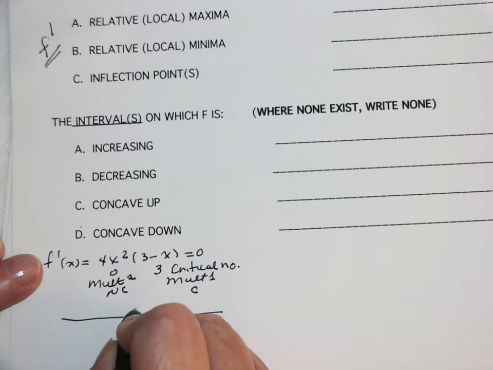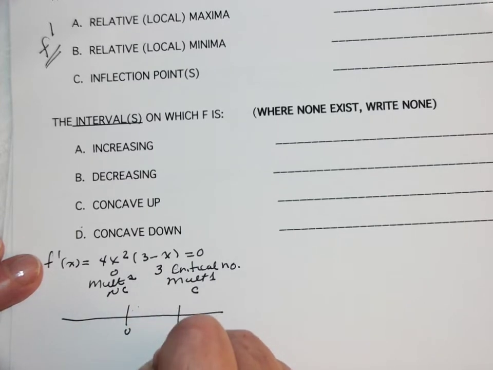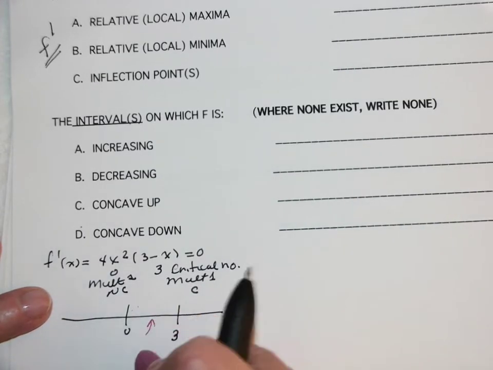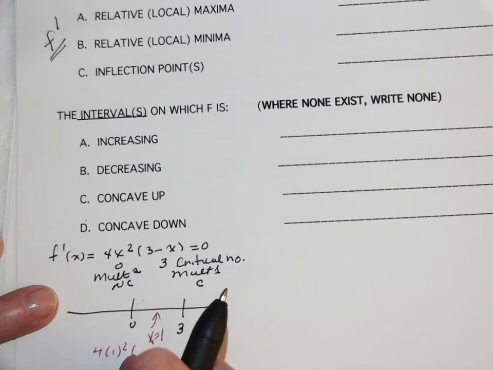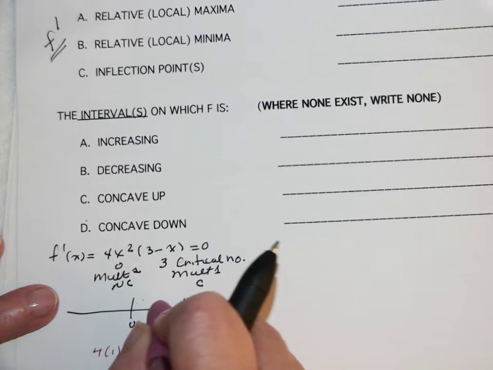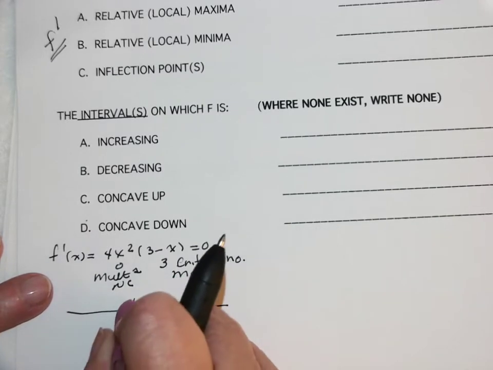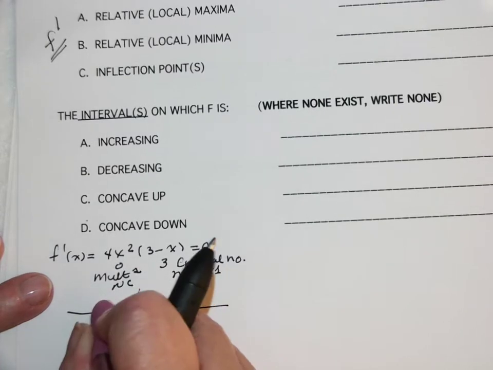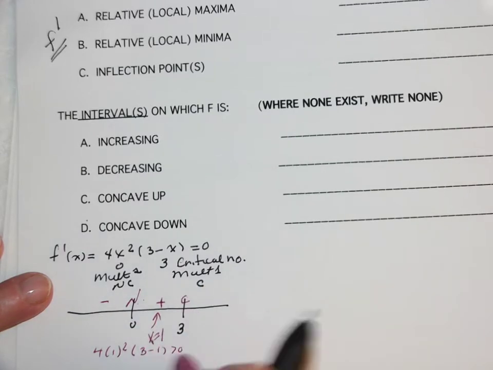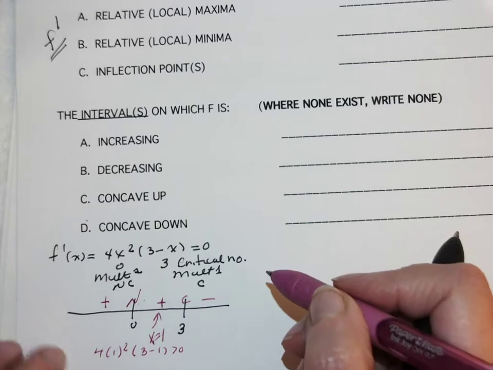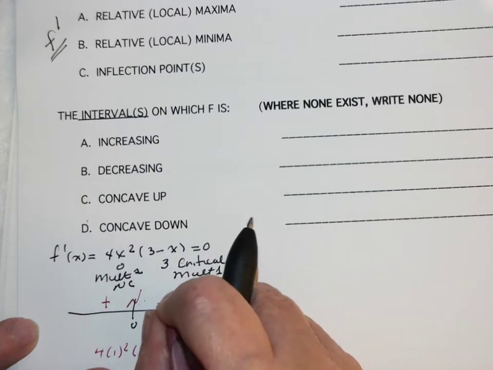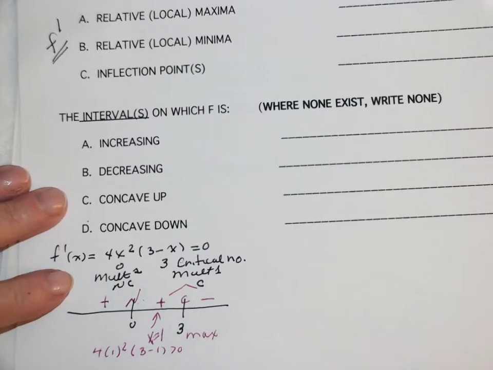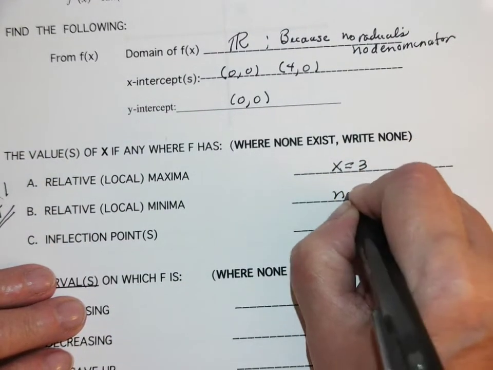So I move to my number line, and 0 and 3. Pull a test point, my second favorite, x equal 1. And we have 4 times 1 squared, 3 minus 1, that's positive. There is no change across 0, change here, so this is positive, this is positive, this is negative. So increasing till I get to 3, decreasing afterwards, and increasing followed by decreasing. 3 is a max. Now we're just looking for the x values at this point. So local maximum is at x equals 3. There is no minimum.